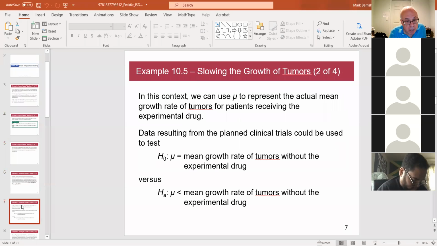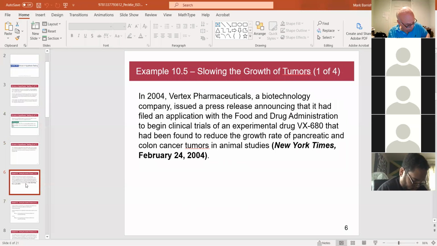All right, and then they give examples here. But let's look at this one example. Do we have time? Yeah, we'll look at this one example. So here's a pharmaceutical company, and they issued a press release announcing that it had filed an application with the FDA, Food and Drug Administration, to begin some clinical trials of some experimental drug. All right, and what is the drug supposed to be doing? It's supposed to reduce the growth rate of cancer or tumors.